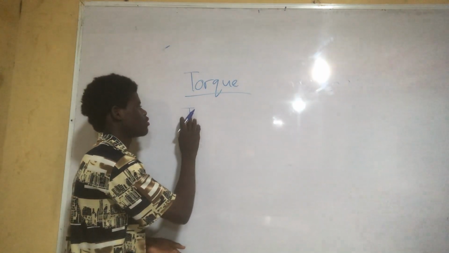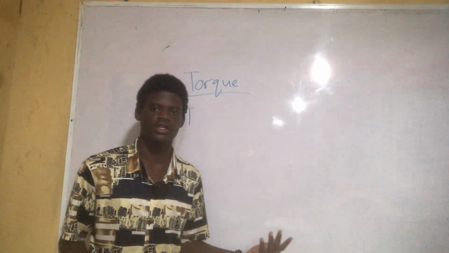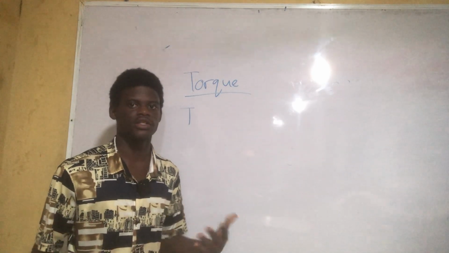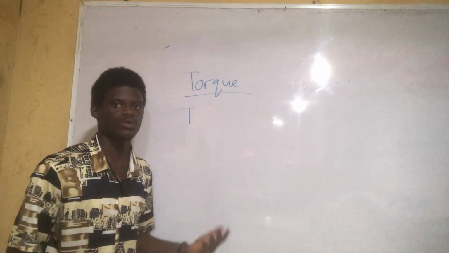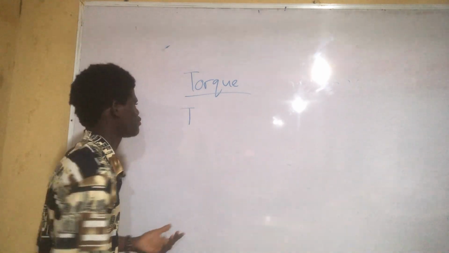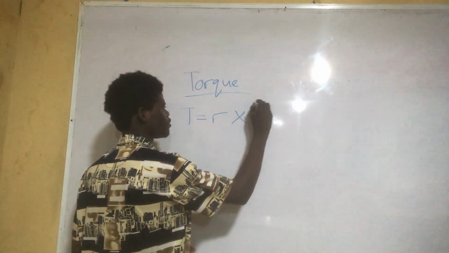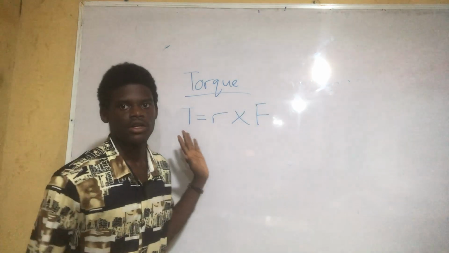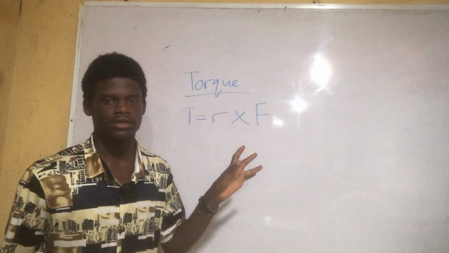You should know that torque is a vector quantity, not a scalar quantity. It has magnitude and it has direction. That is the difference between torque and work. Work is a scalar quantity, while torque is a vector quantity. You should know that torque is R cross F. Number one thing is that torque is R cross F. Torque is never F cross R.